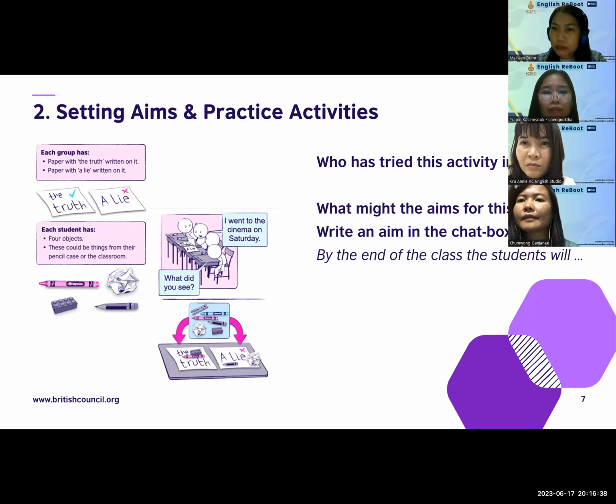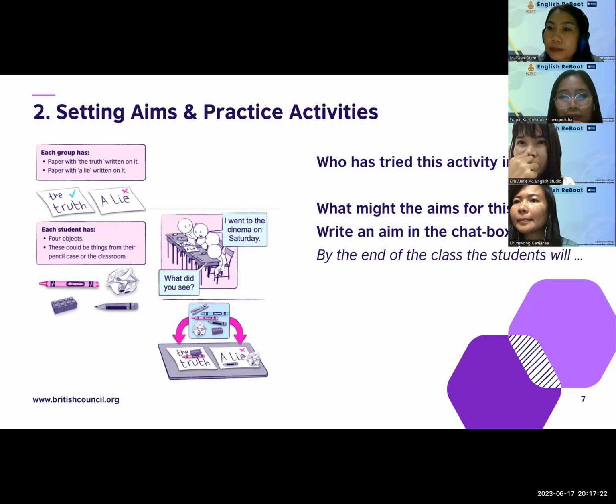Don't forget to start with by the end of the class. Good. I like it. So I agree that the students will be able to speak and answer about past activities, or what did they do? What did they see?